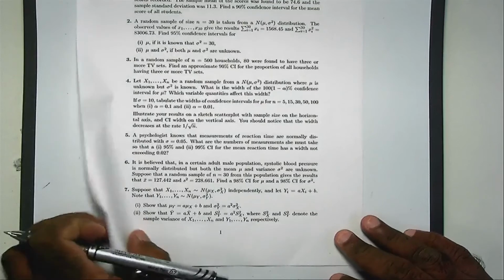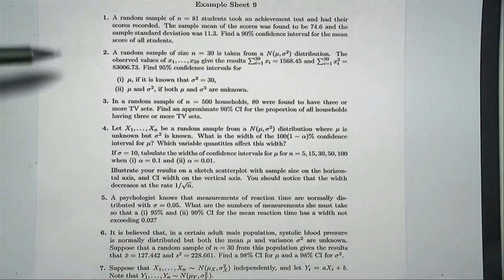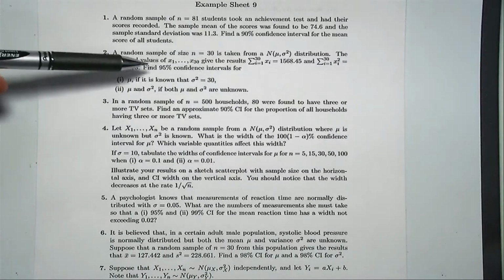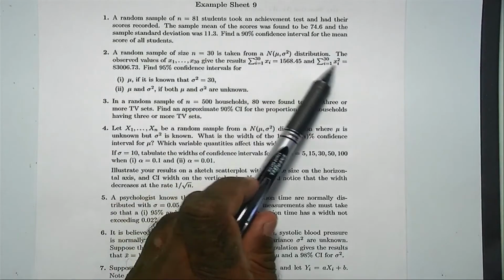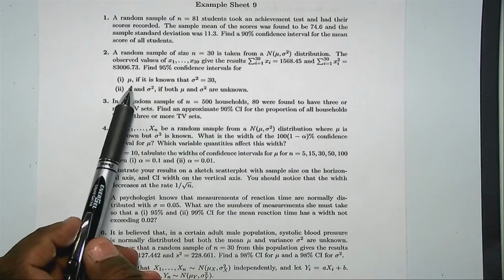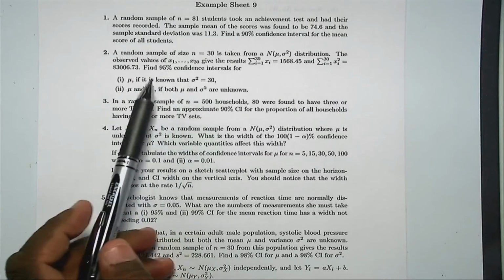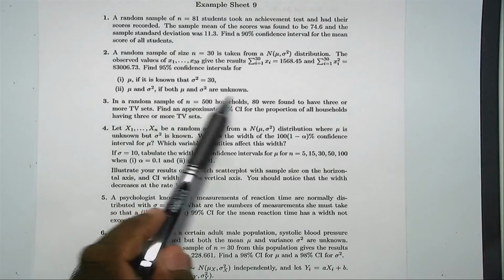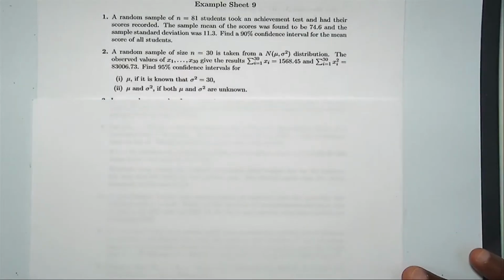Now let's go to question 2. There are two parts. Here you have a sample of 30 from a normal population, and the sum of the data is this, and the sum of the squares of the data is this. I want to find a 95% confidence interval for mu, assuming that the population variance is this, and also a confidence interval for these two when both are unknown. Let's see how we can do this.